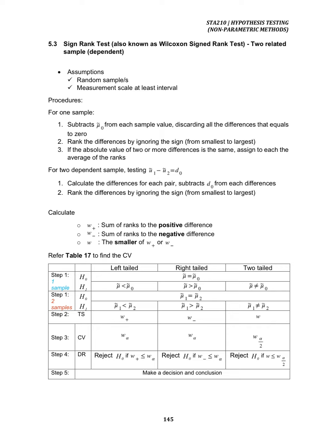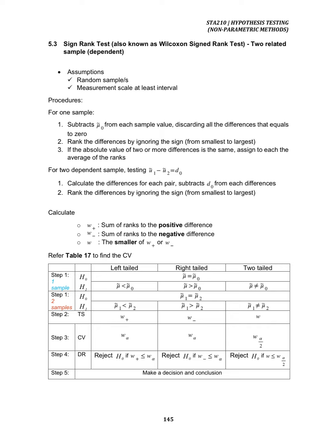So the procedure involved in conducting the sign rank test, or the Wilcoxon sign rank test: first, it is also applicable for one population, one sample. For one sample, first you need to subtract the median naught from each sample value, and discard all the differences that equal 0. Number 2, rank the differences by ignoring the sign, from the smallest to the largest. And number 3, if the absolute values of two or more differences are the same, we assign to each of them the average of the ranks.